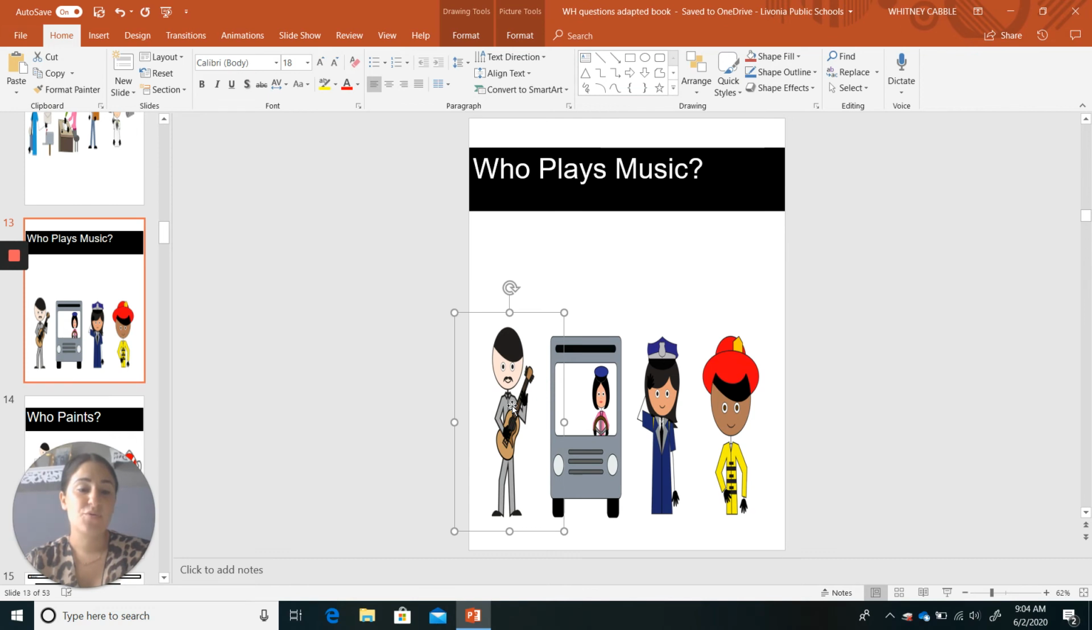If you point to this musician, you're right. You can see he's holding his guitar right here and he's ready to play music on his guitar, on his musical instrument. The musician plays music.